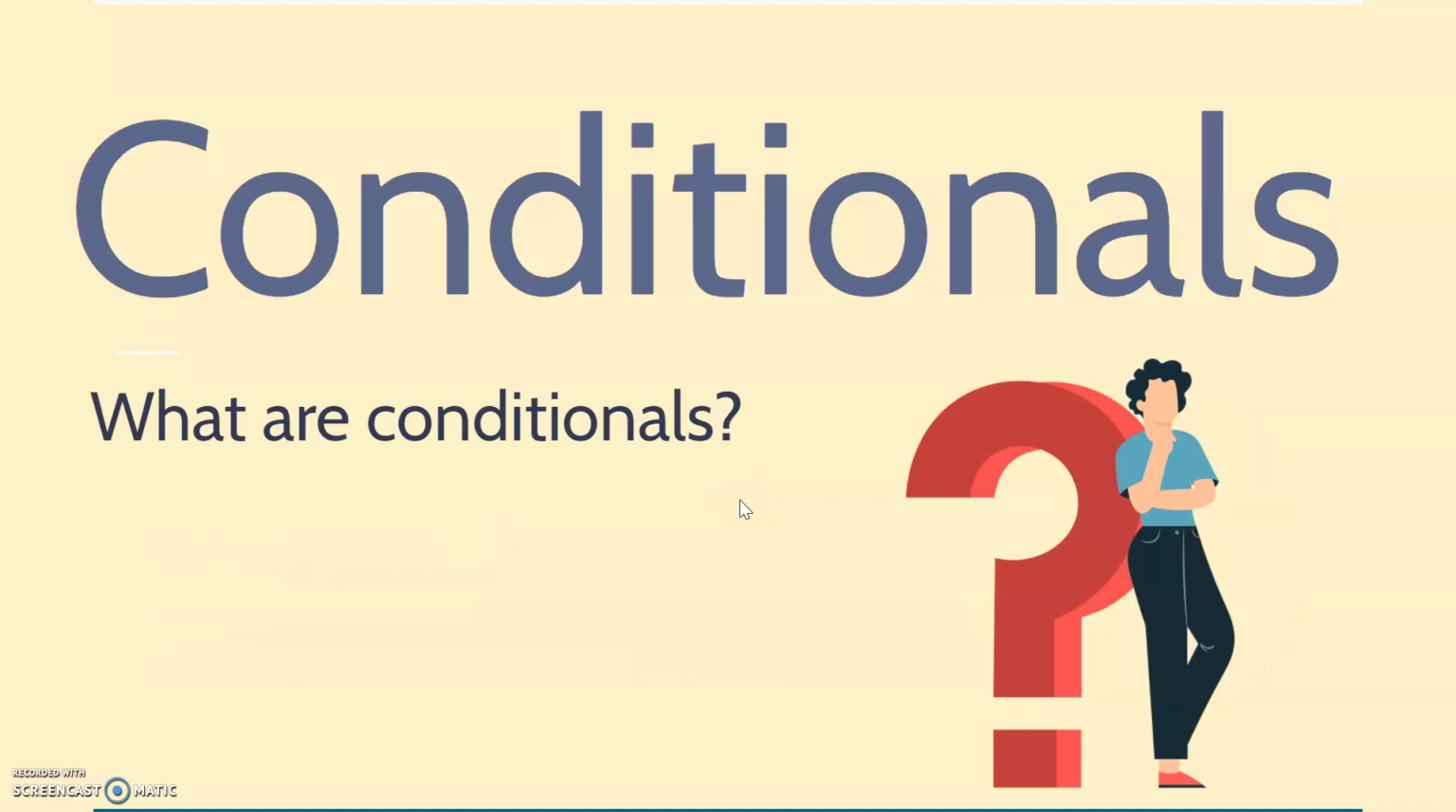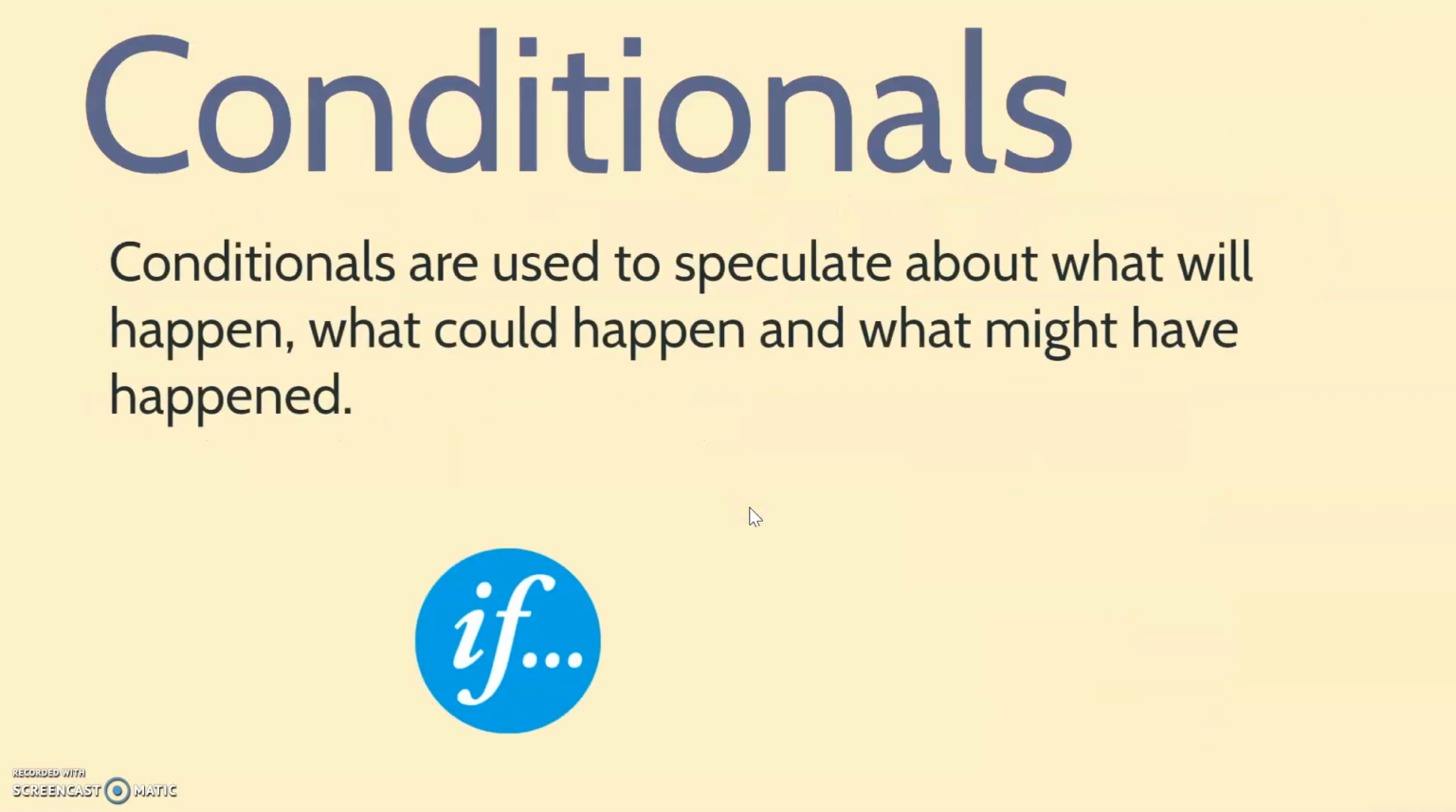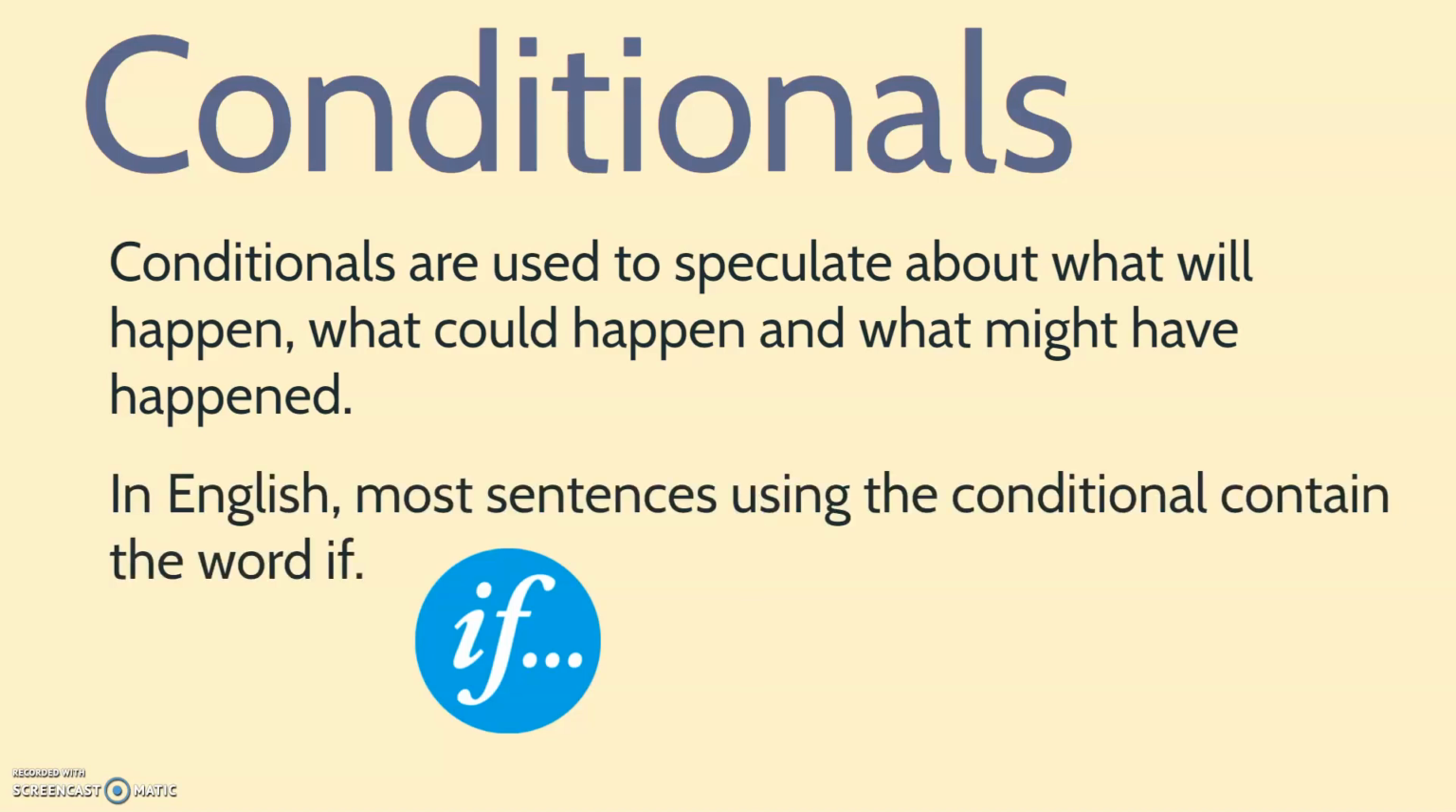So before we go any further, let's just review what conditionals are. We use them a lot, but what are they exactly? Well, conditionals are used to speculate about what will happen, what could happen, and what might have happened. In this video, we're going to focus on what might have happened, because it's the third conditional. In English, most sentences using the conditional contain the word if. There are other ways to create conditional sentences, but if is the easiest and most popular.